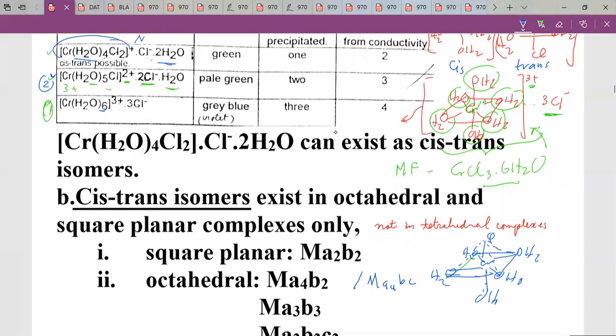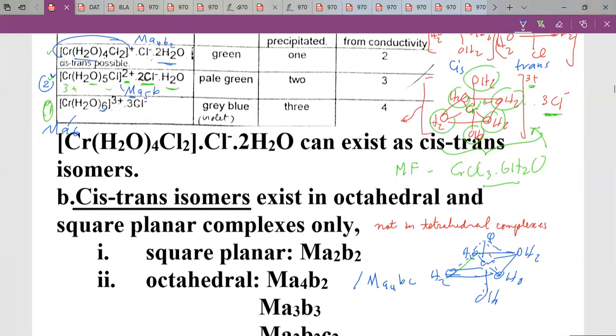It's actually called MA4B2. This is called MA6. This is called MA5B. I mean the general formula. M means the transition metal ion. A and B are the 2 ligands.